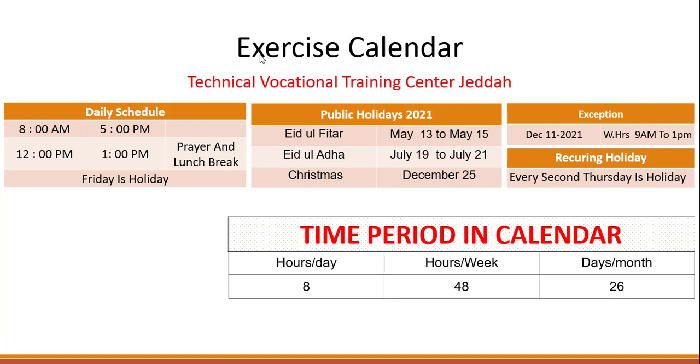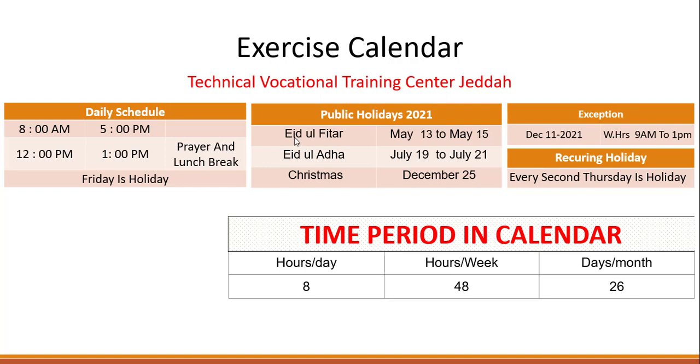Next, let's look at the exercise calendar that we'll create in MS Project right now. The project name will be Technical Vocational Training Center. The daily schedule of this project is 8 a.m. to 5 p.m., and 12 p.m. to 1 p.m. will be the prayer and lunch break. And Friday will be a holiday. Next, we'll add some holidays in this calendar.